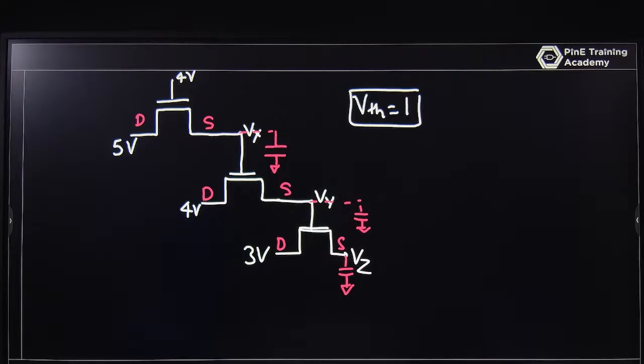Take your time and solve it. What is Vx, what is Vy and what is Vz? If you have drain voltages 5 volt, 4 volt, 3 volt, what will be the voltage at Vx, Vy and Vz? The gate voltage of the first MOSFET is 4 volt, the second gate voltage is decided by Vx, the third MOSFET gate voltage is decided by Vy. Just tell me what is the voltage.